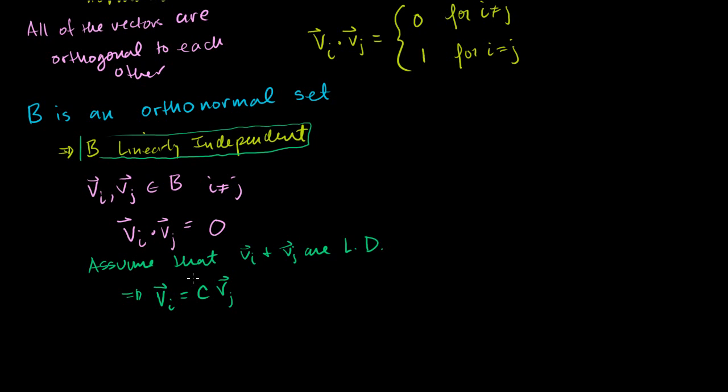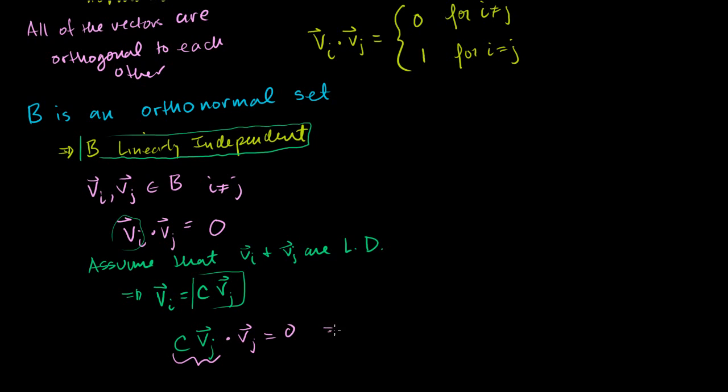Well, if this is true, then I can just substitute this back in for vi, and what do I get? I get c times vj, which is just another way of writing vi, because I assumed linear dependence. That dot vj has got to be equal to 0. This guy was vi, this is vj. They are orthogonal to each other.